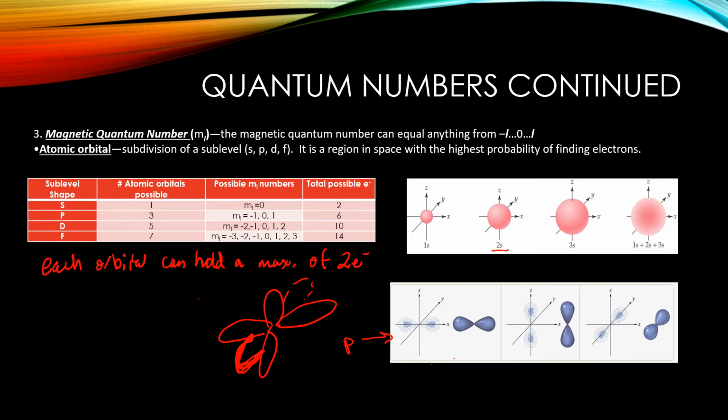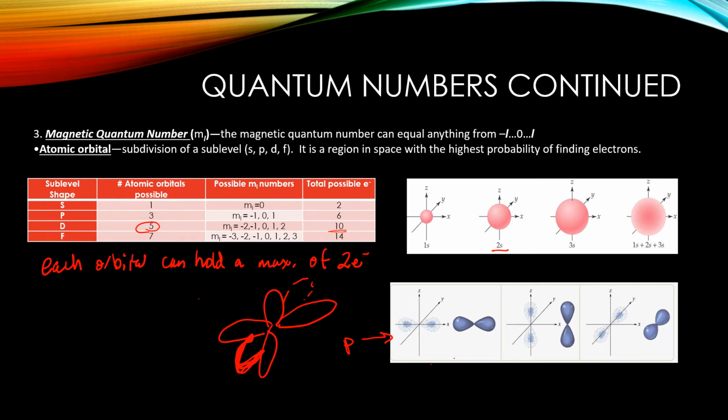So the P can hold 3 different orbitals, so they can have a value. Since the L value for P is 1, they can have anywhere between a -1, a 0, and a +1. So as a result, 3 different orbitals, 3 times 2 gives me a total of 6 electrons. When I hit the D sublevel, its L value is now equal to 2. So I can have a -2, a -1, a 0, a 1, or a 2. I hope you notice there are 5 different possibilities for these M sub L values. And if you notice, there are 5 possible orbitals for that D sublevel. 5 times 2 gives us a maximum of 10 possible electrons.